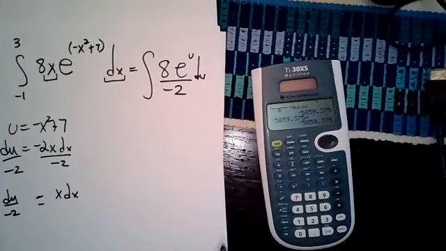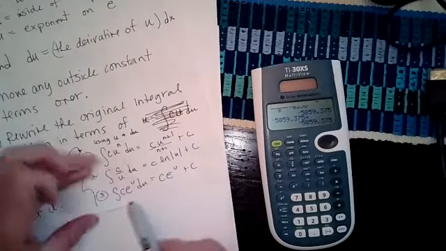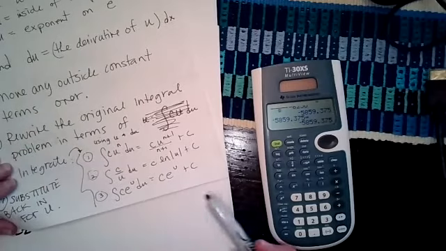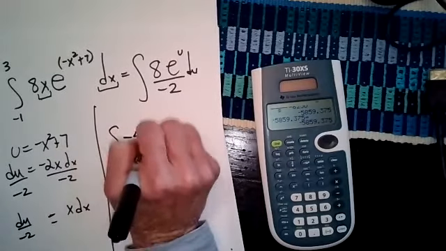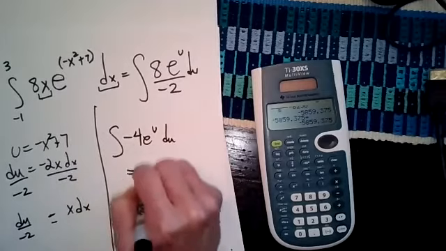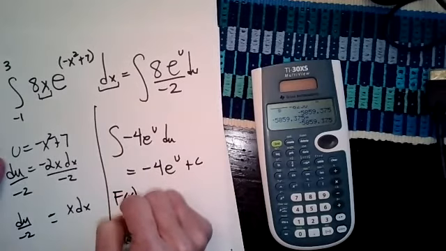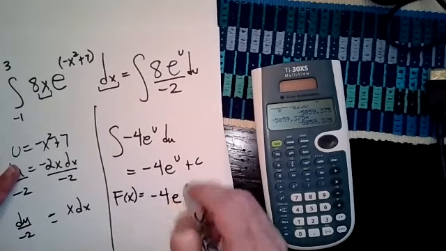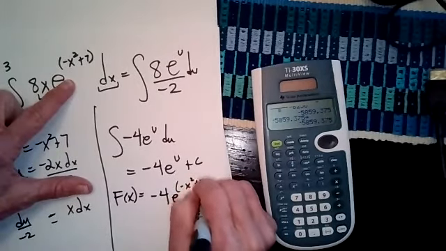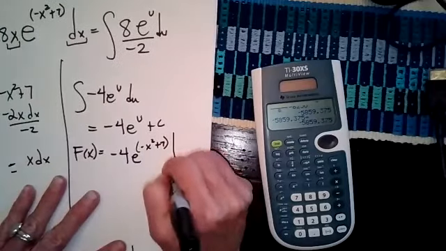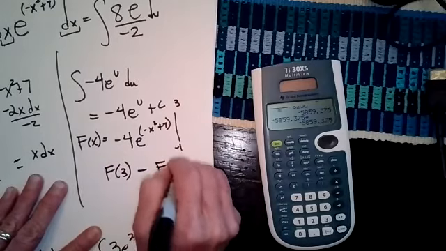So now the integral of a constant times e to the u is just a constant times e to the u because you're just dividing by 1. So if you wanted to write that as the integral of negative 4 e to the u du, that would just be negative 4 e to the u plus c. And so my antiderivative with respect to x is negative 4e to the negative x squared plus 7. So this is where you've got to be really careful, especially with the negative numbers. That's why letting the calculator do it is so important, okay?